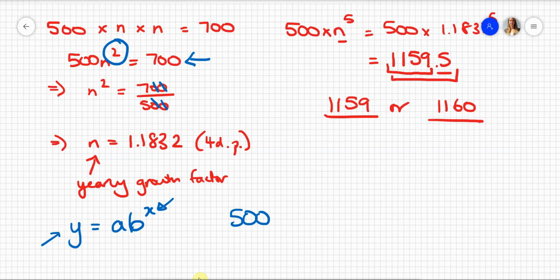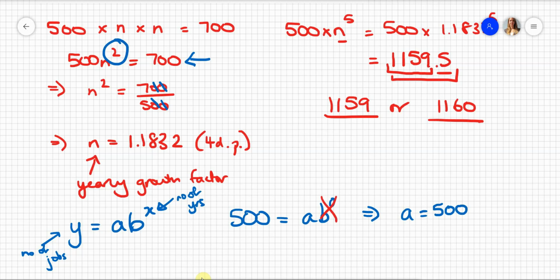So if this is number of jobs, and this is number of years, then we know that when there's been 0 years, there are 500 jobs. B to the 0 is just 1, so that tells us that A is 500. And we know that when there's been 2 years, the number of jobs is 700, but we also know, because we've just worked it out, that A is 500.